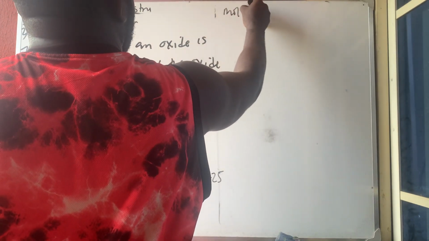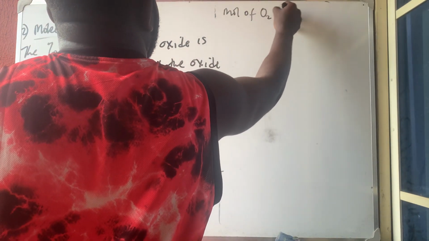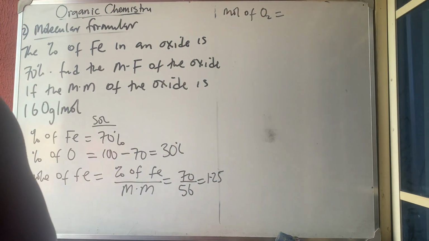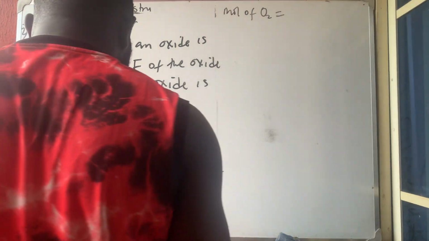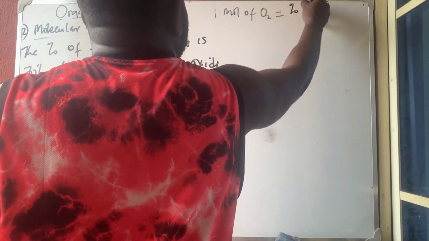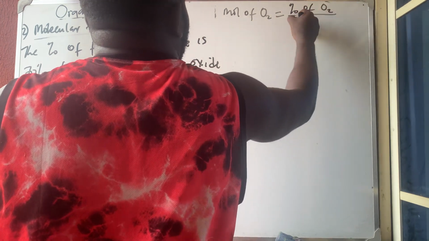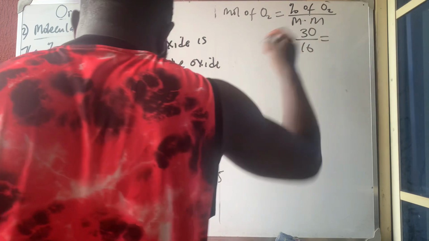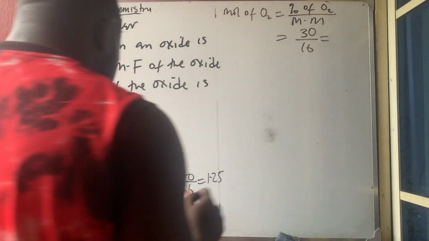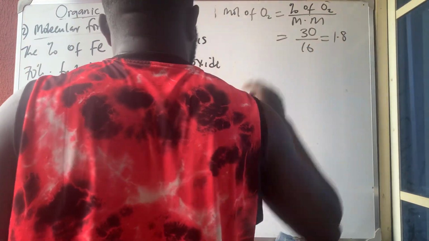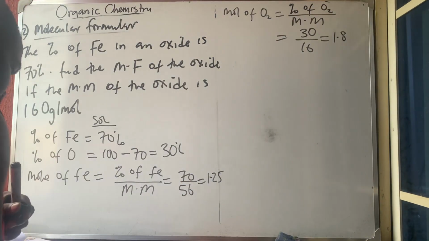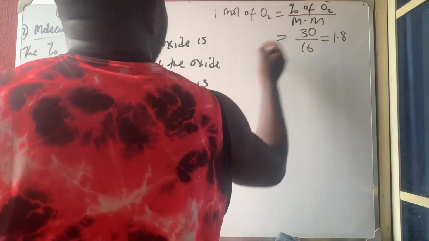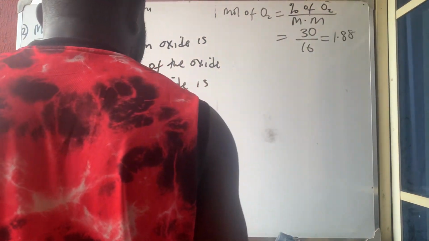The mole of oxygen is now what? The mole of oxygen is the percentage of oxygen divided by what? The molar mass. So which is what? 30 divided by 16, which will give you 1.88. Okay, so what do we have now? 1.88.